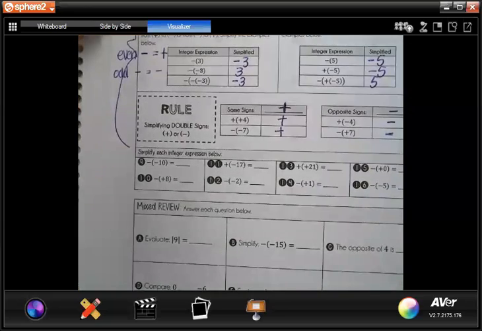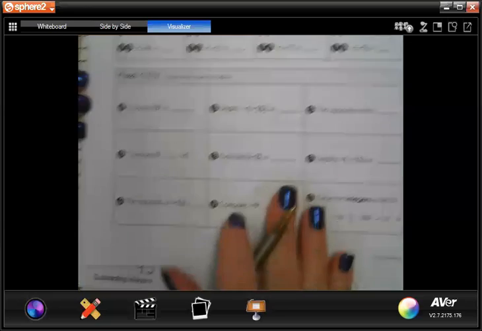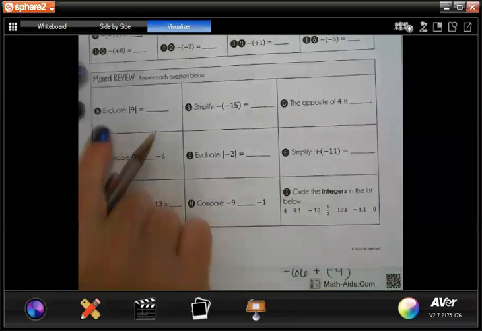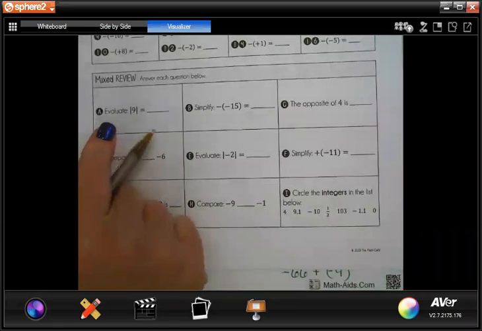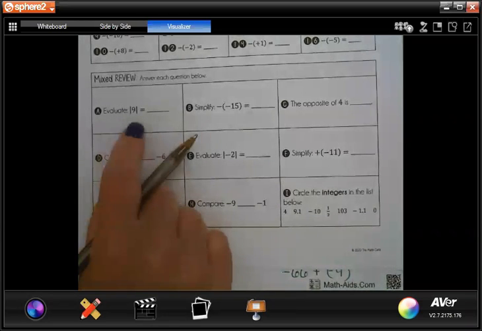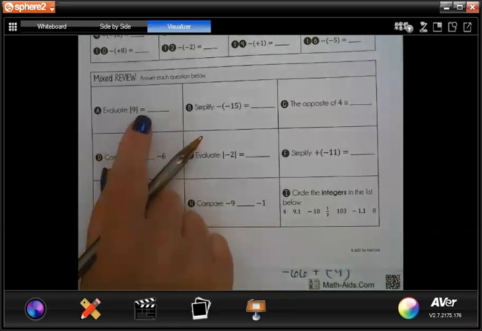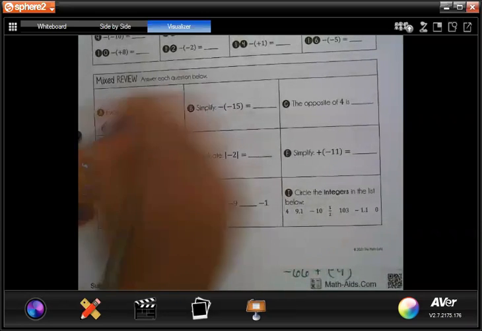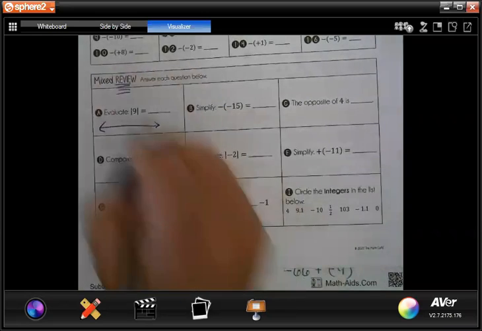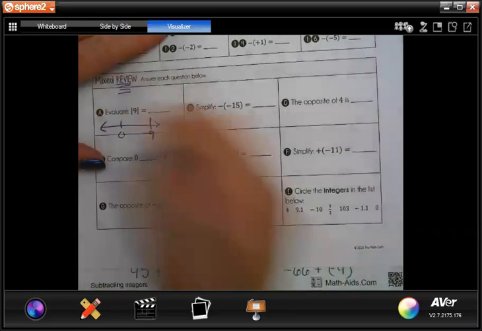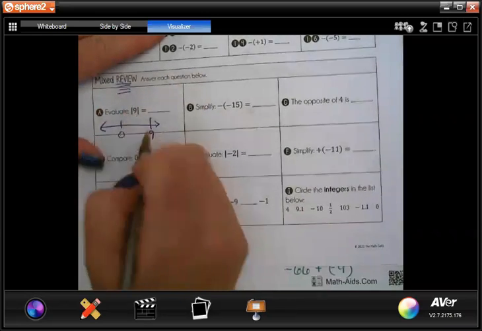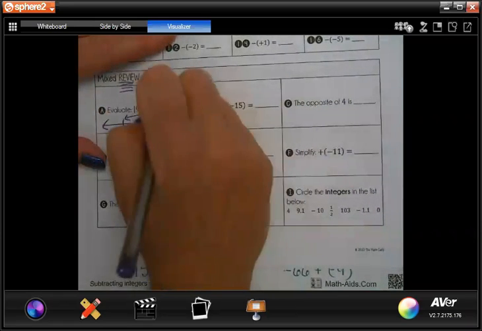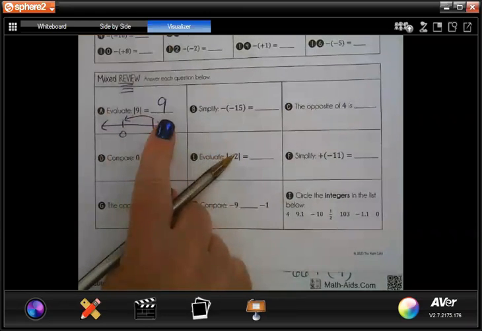Okay, all right. So take a look at this really quick. If you look at A. Okay, if I asked you to evaluate, what is the absolute value of 9? So if you think about it, this is just a review. Here's 0, here's 9. Absolute value is the distance that number is from 0, and it's 9 units. So my answer would be 9.